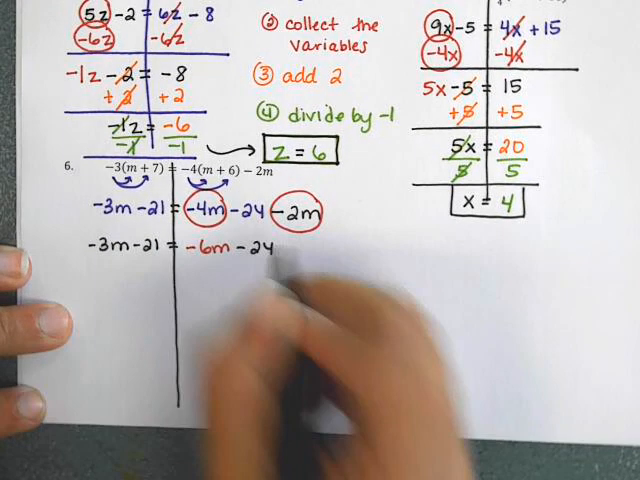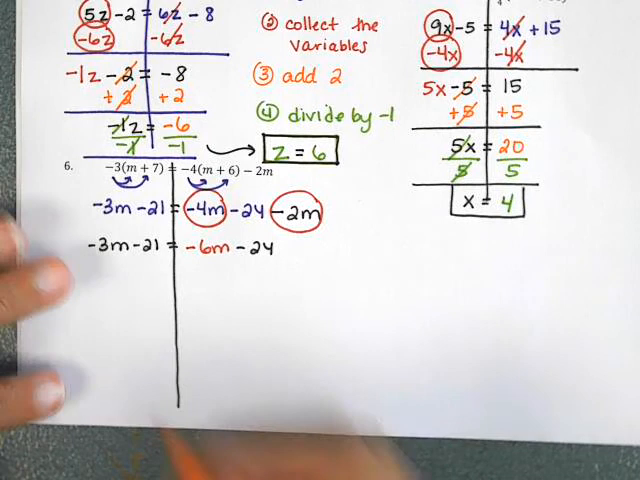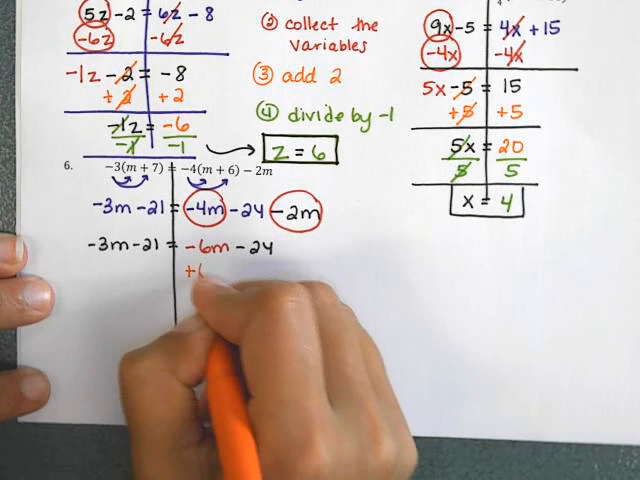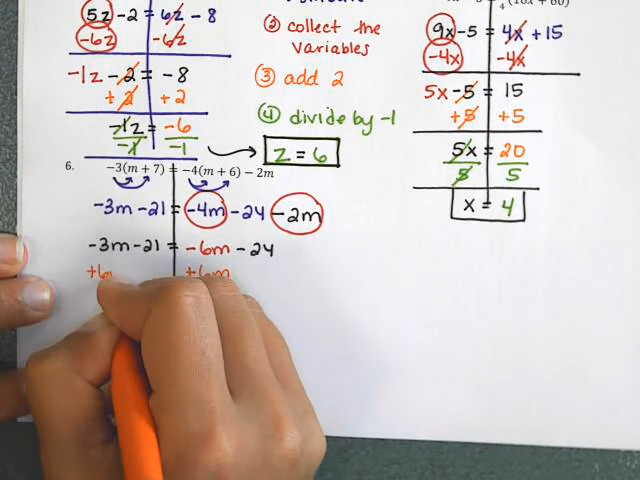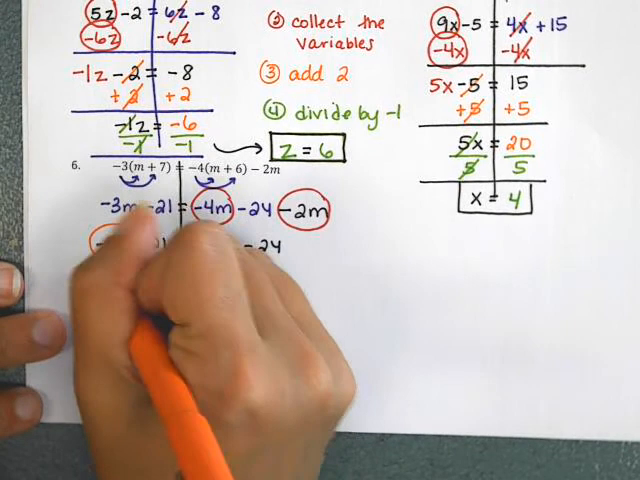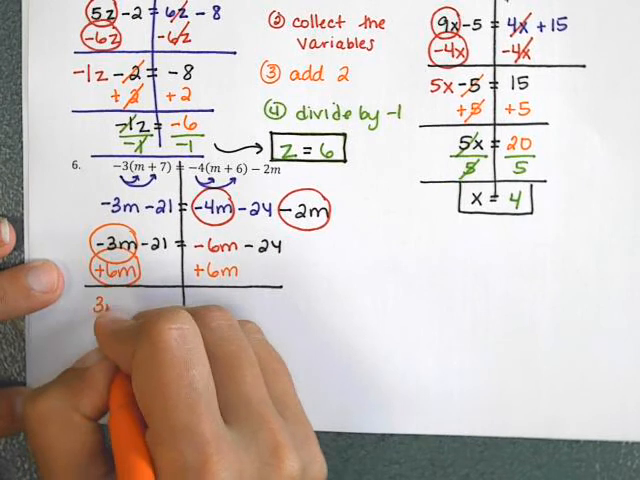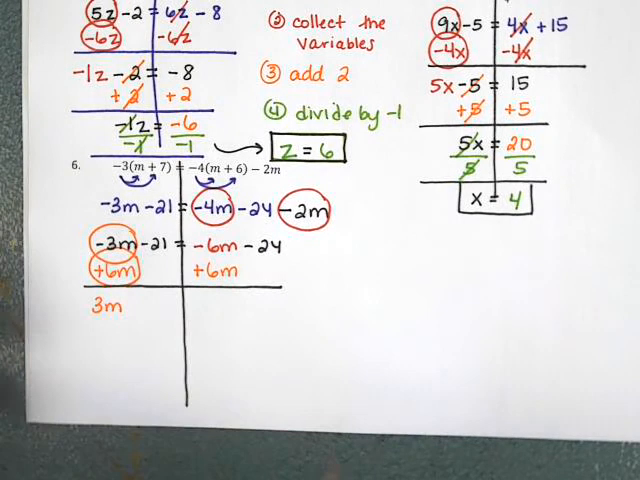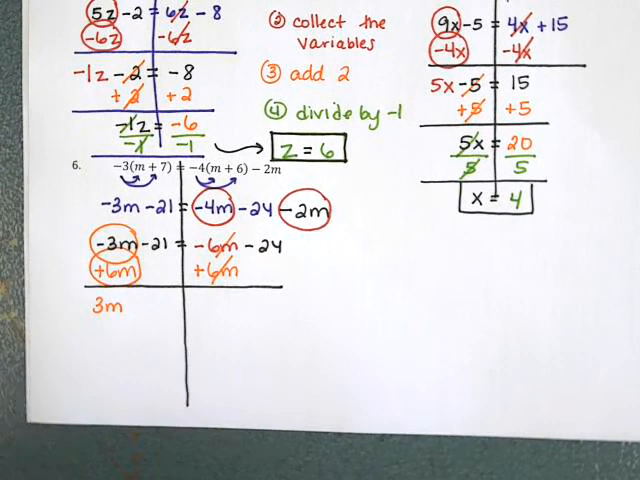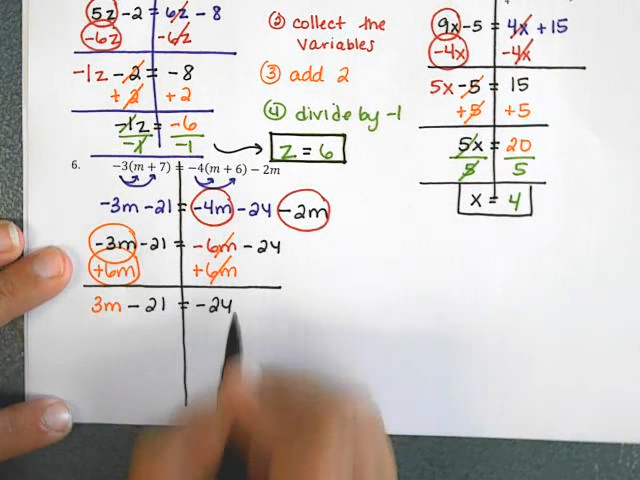We're going to do one step at a time. Now this problem looks a lot like the problems that we were doing earlier. So we're going to get the m's together next. I'm going to add 6m on both sides. When I do that, I combine the negative 3m and the 6m, which gives me 3m. On the right-hand side, the 6m's cancel, and I'm just going to drop down the minus 21 and the minus 24.